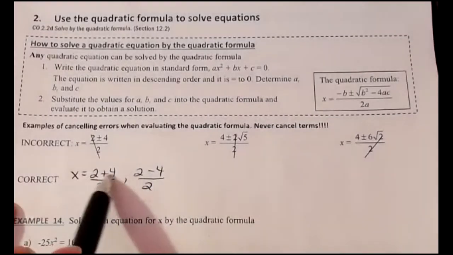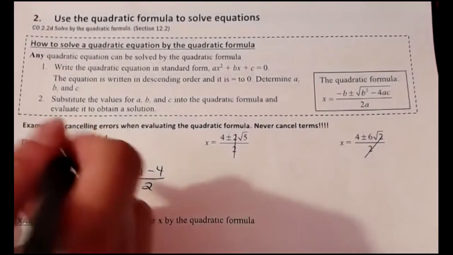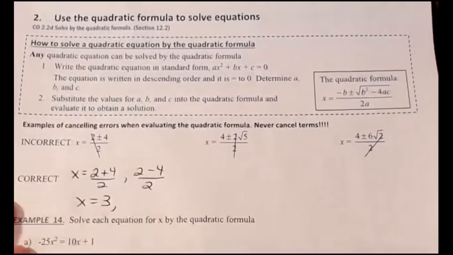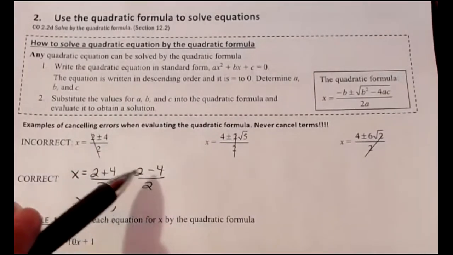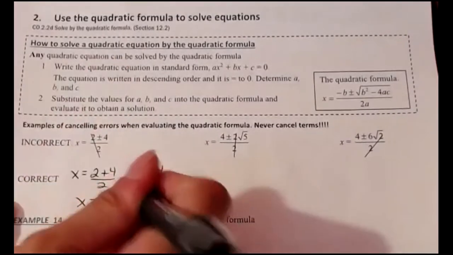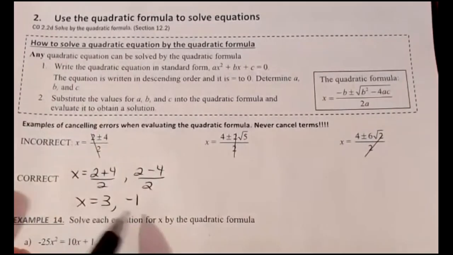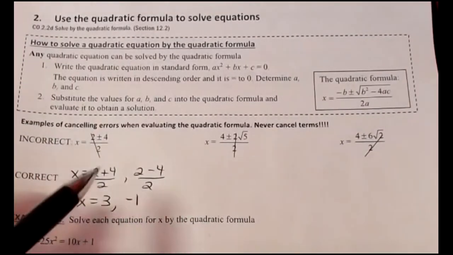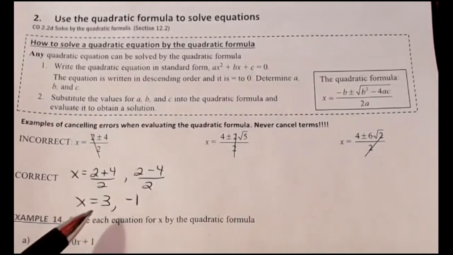So this gives us 6 over 2, but 6 divided by 2 is 3. So my first solution would be a 3. And then 2 minus 4, which is negative 2 over 2, becomes negative 1. So here are my two solutions. We're allowed to do this. We break it up into two separate fractions and then we simplify.